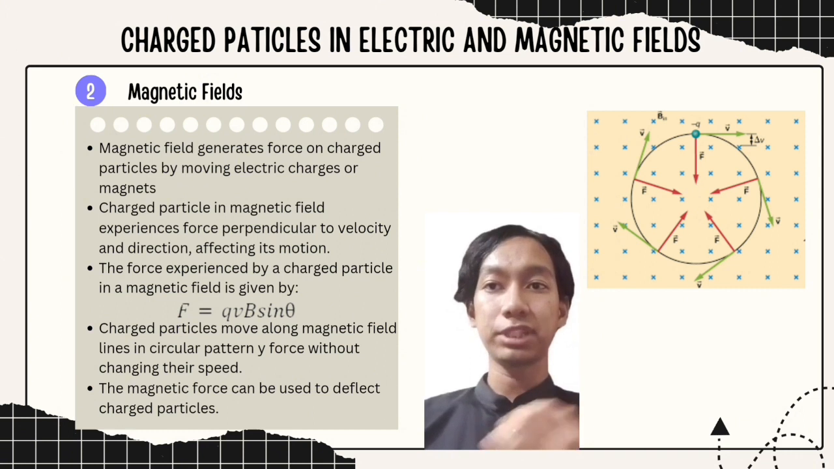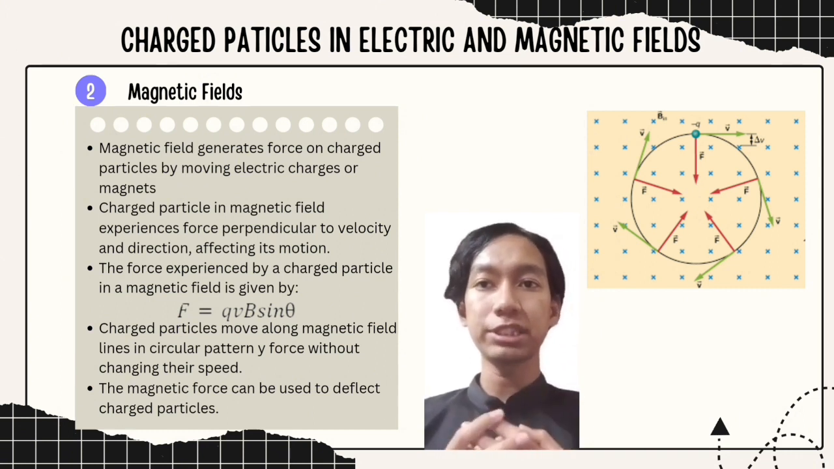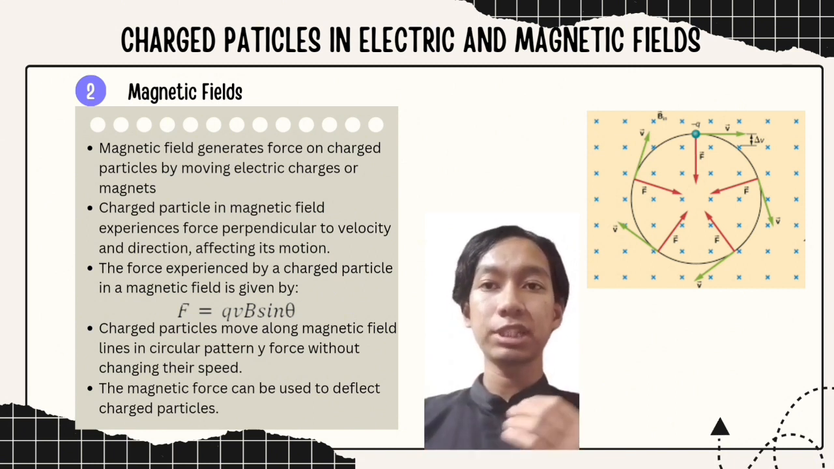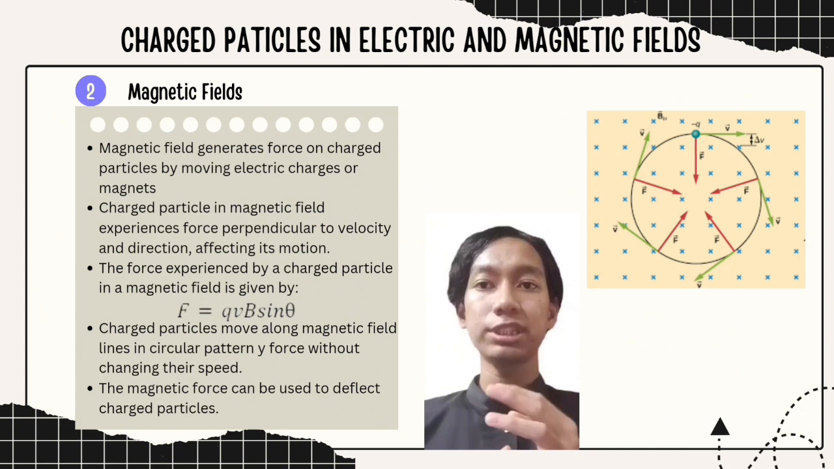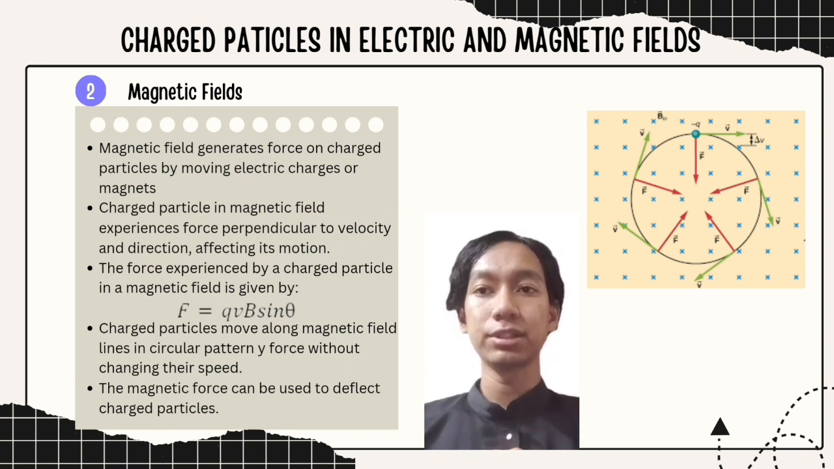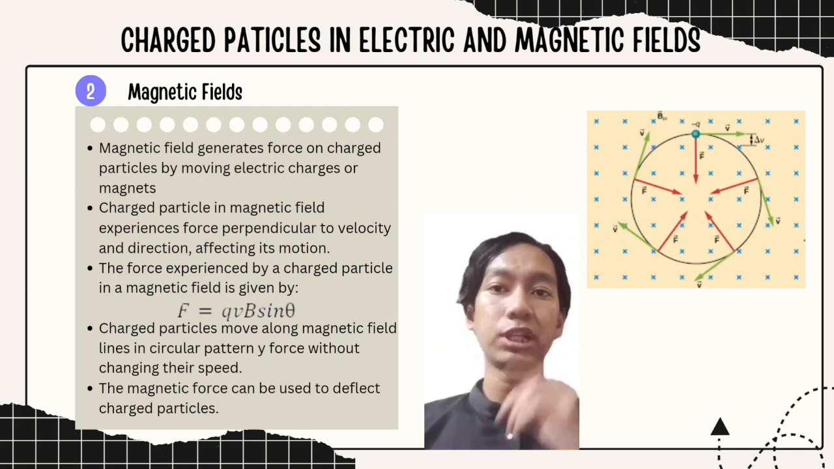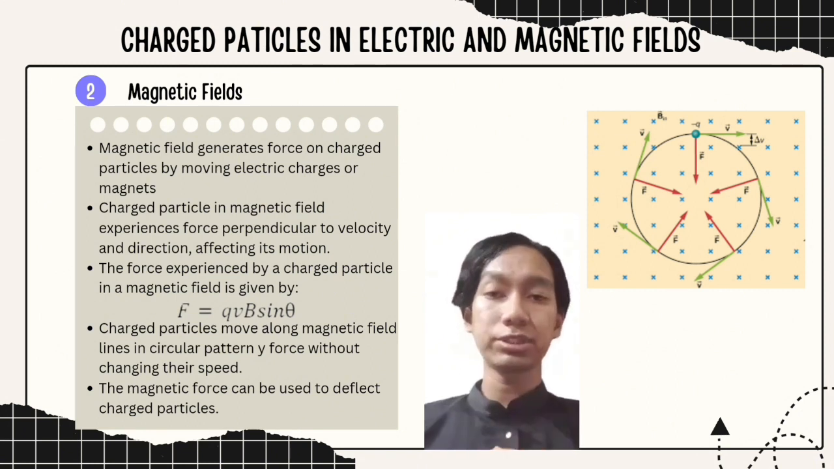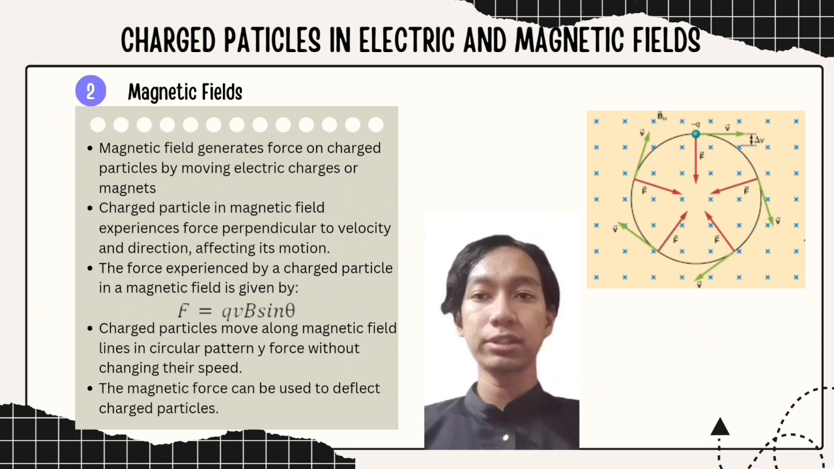Let's move to the magnetic field. A magnetic field generates force on a charged particle by a moving electric charge or magnet. A charged particle in a magnetic field experiences force perpendicular to its velocity and direction, affecting its motion. The formula F equal to v Q B sin theta explains the force experienced by a charged particle in a magnetic field. A charged particle moves along the magnetic field line in a circular pattern without changing its speed. The magnetic force can be used to deflect charged particles.